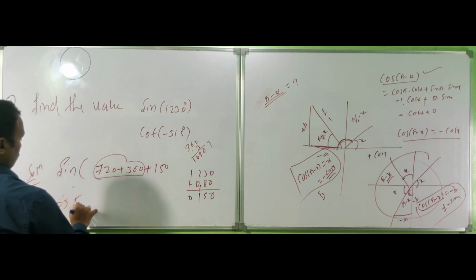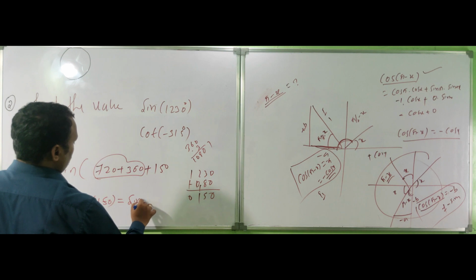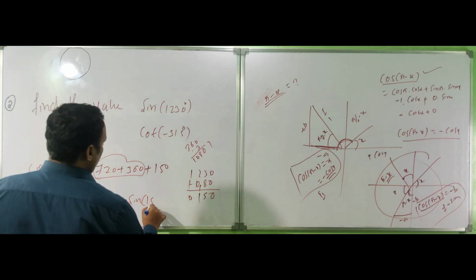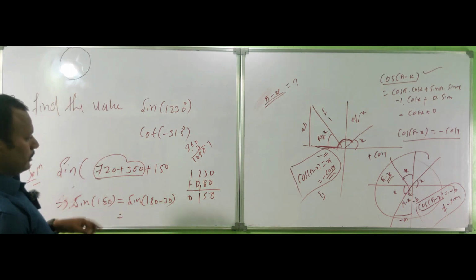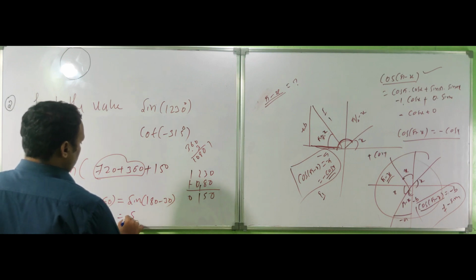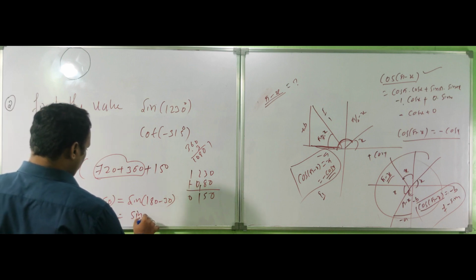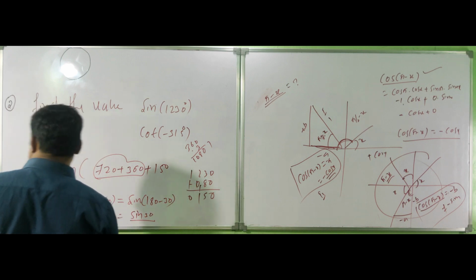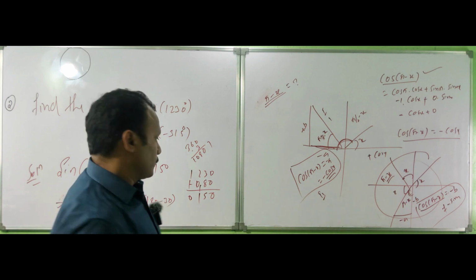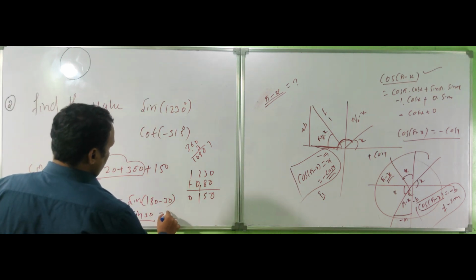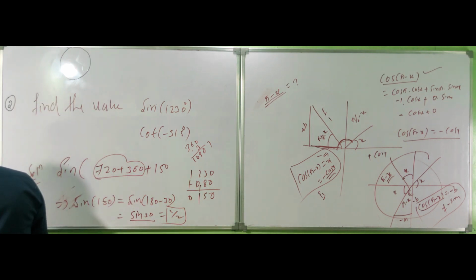This gives sin of 150. What is sin of 150? Again, you can write 180 minus 30. 180 minus 30 is still positive. This becomes sin 30. In the second quadrant, sin is positive. So this becomes 1 by 2. The answer is 1 by 2.